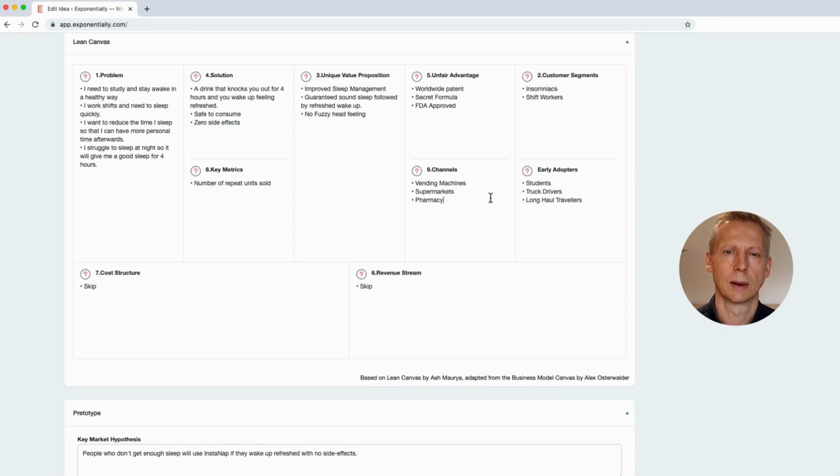So we're trying to think through what those channels are, of how you get this in front of your early adopters. So that's the Lean Canvas in a nutshell. Compare it to the one you did, see if there's any issues, and you're welcome to get in touch and see if we can help you in any way.